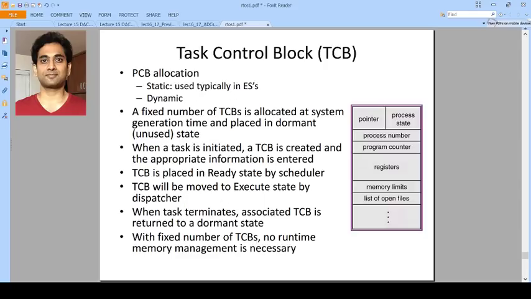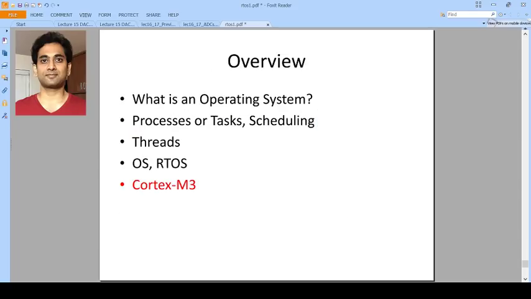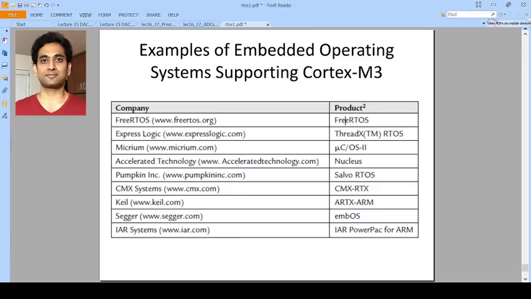What we will do is we will stop here. We will come back to talk about some of the scheduling schemes. Here again are different examples of real-time operating systems that can be implemented on the ARM Cortex M3 microcontroller.